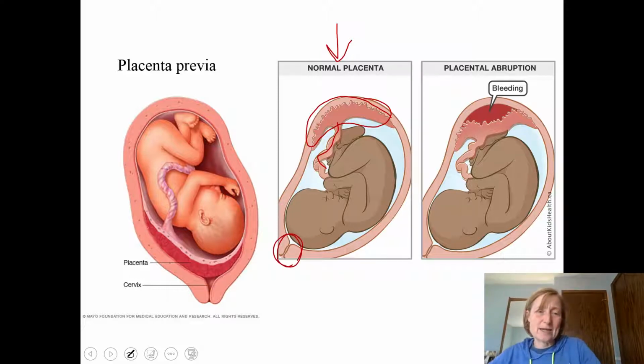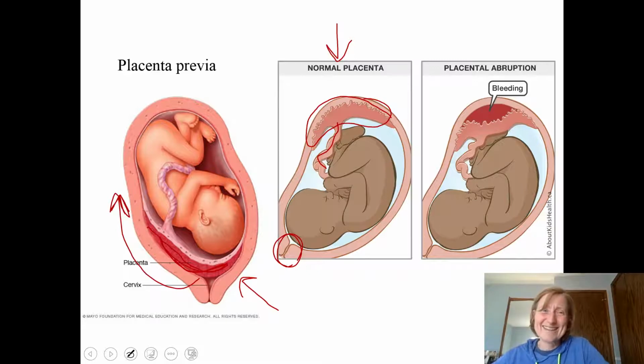Sometimes that placenta slides around and it can be right over the neck of the cervix. When that happens, it can lead to some bleeding. That's called placenta previa. Many times with placenta previa, the fetus will continue to develop totally normally, and that placenta will eventually shift itself back away from the cervix, and that's good. Occasionally this can be a real problem.